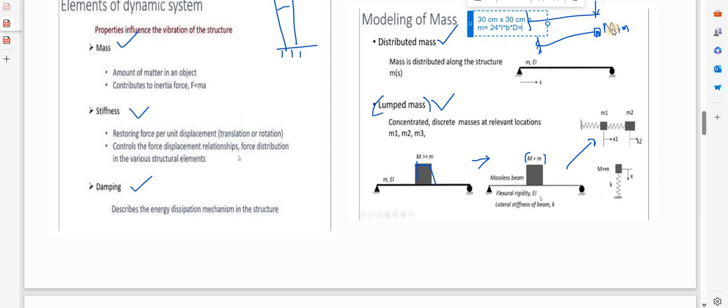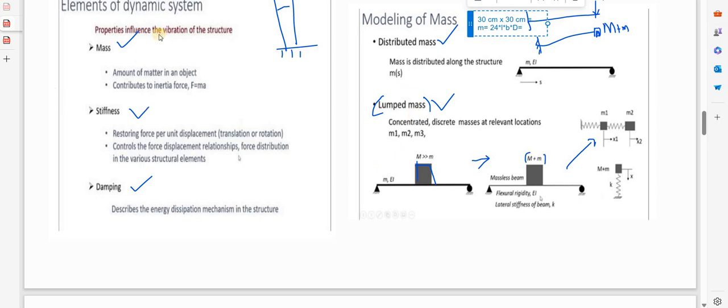That plus capital M. Capital M is the concentrated mass. It may be a person standing there, or some hoardings are there, like that. So that is the total mass. So I am modeling this in this way. Now here some spring-like element, that we will discuss.